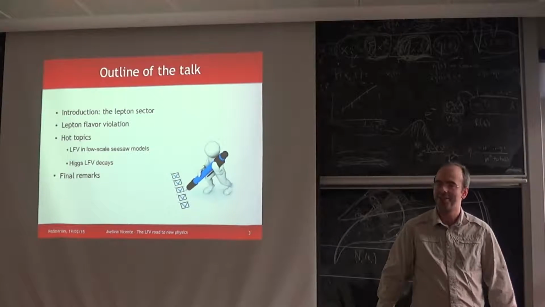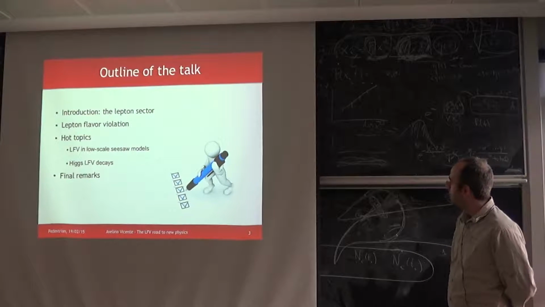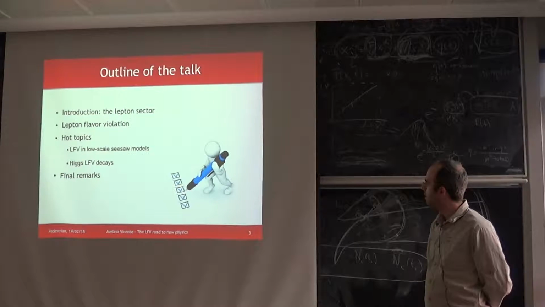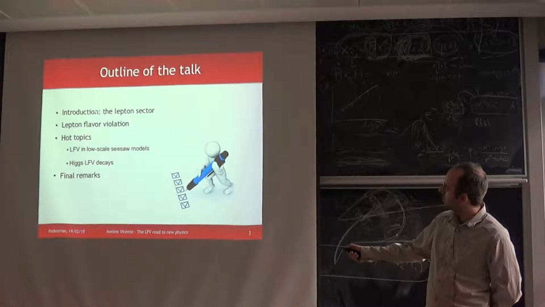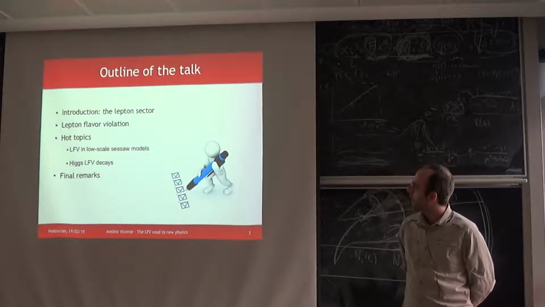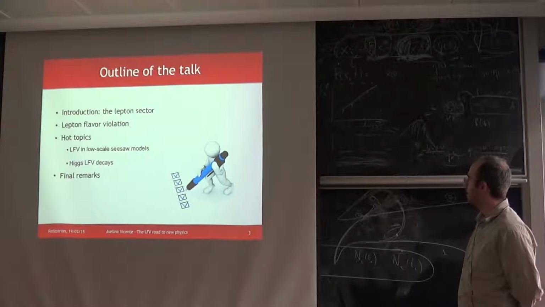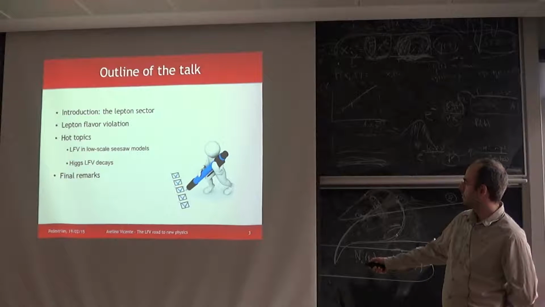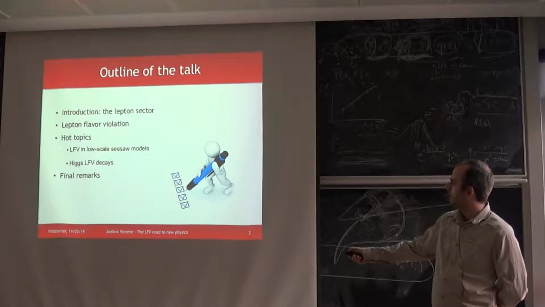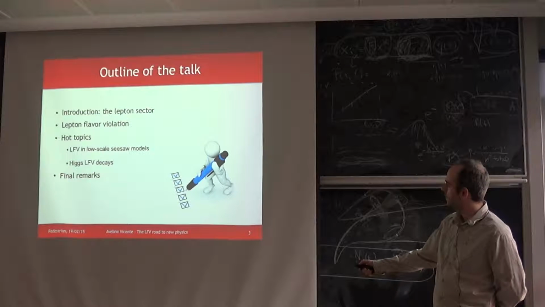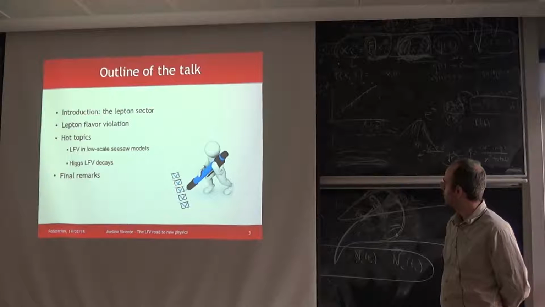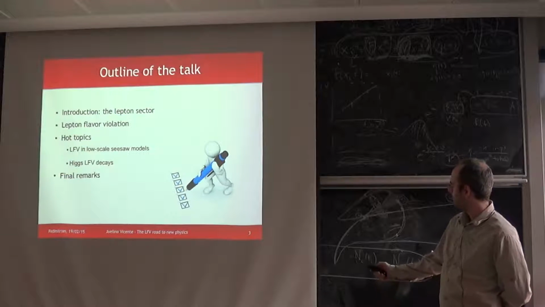Anyway, now let's begin. So this is the outline of the talk. First, I will give a very general introduction to the lepton sector, some questions, some open problems. Then I will move to the main part of the talk, which is lepton flavor violation, which is going to be also quite general. And then in the end, if I have some time, I would like to discuss some hot topics, some topics which are now discussed in the community, which are lepton flavor violation in low-scale seesaw models and Higgs lepton flavor violating decays. And then I will conclude with some final remarks to motivate further research.